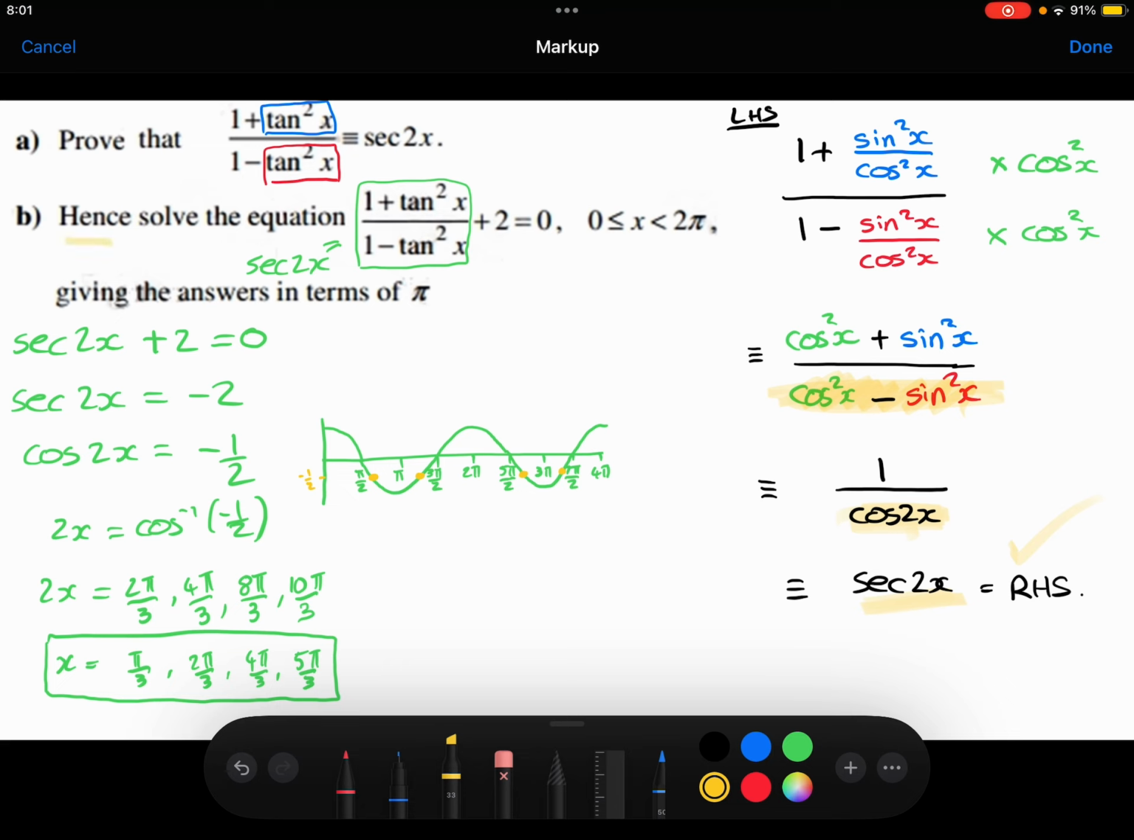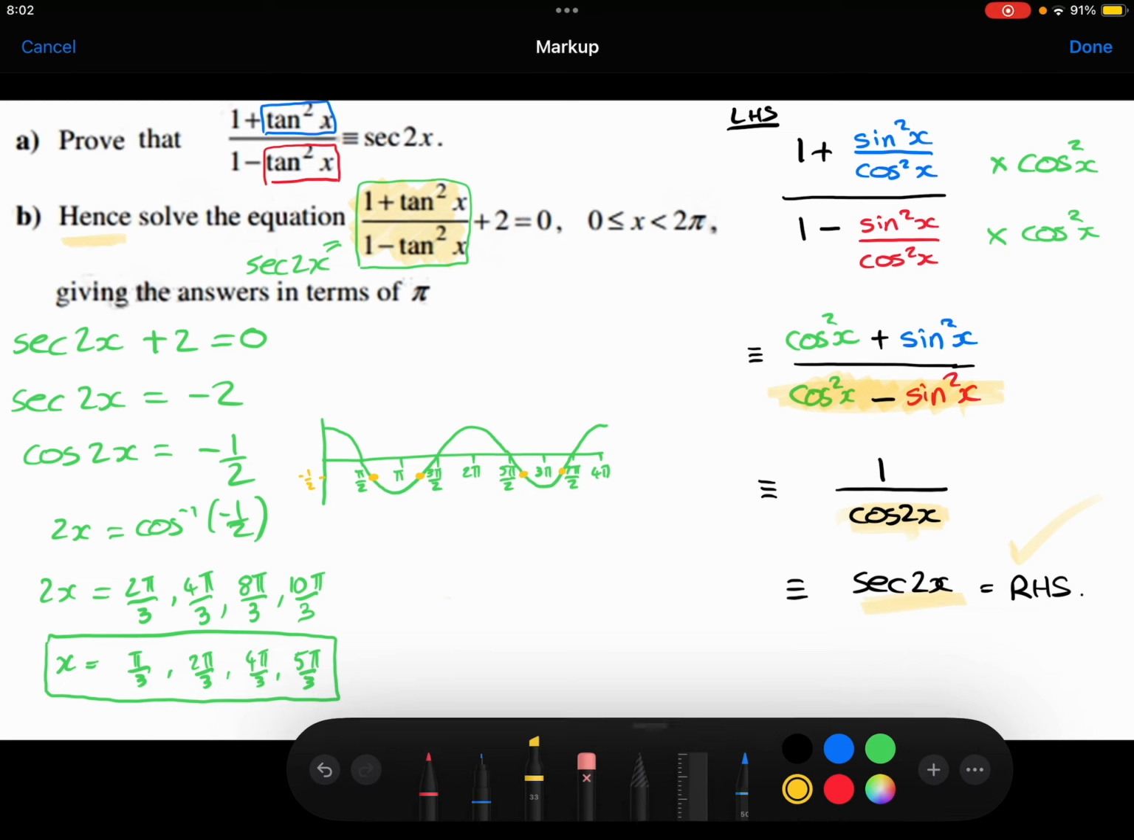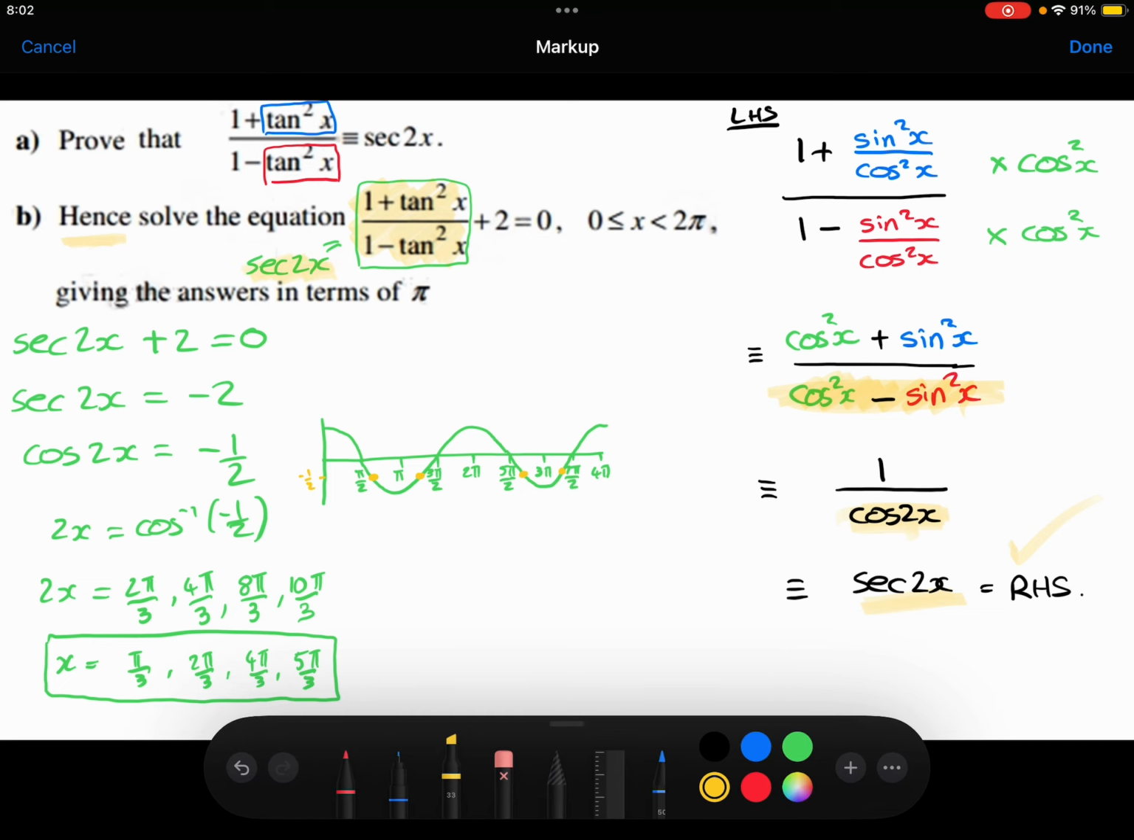Moving to part B, it says hence. So I know I'm going to be using the result from part A. And I notice that this here is exactly the same as what I had in part A. So it can be replaced with the sec 2x. I've still got the plus 2 equals 0. So that's where that line there comes from. Next, I've subtracted the 2 from both sides to get that sec 2x is equal to minus 2.